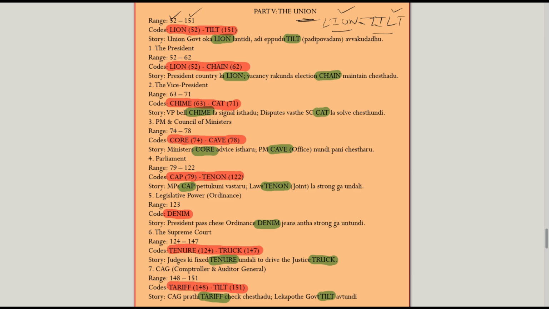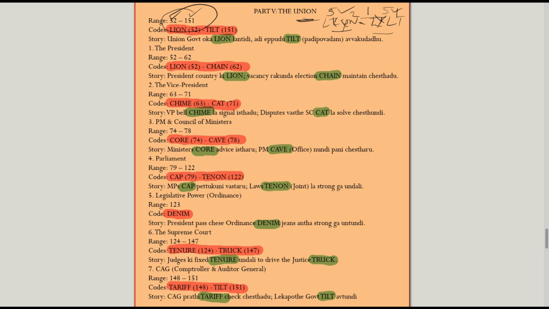So simply after cancelling the vowels, as I said, A, E, I, O, U, and any other letters which are not in the table that we learned, we can cancel them, and then the remaining: L stands for 5, N stands for 52, and after cancelling I, T stands for 1, L stands for 5, T stands for 151. So in this way you will get the range of the union part in articles. You will get it very easily.